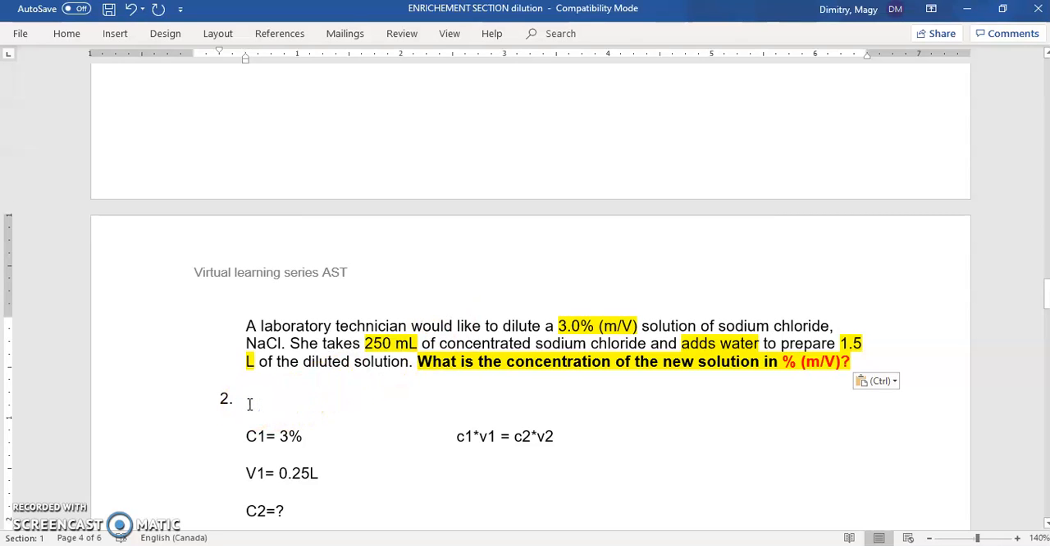A lab technician would like to dilute a 3% m/v solution of sodium chloride, NaCl. She takes 250 mL of the concentrated sodium chloride and adds water to prepare 1.5 liters of the diluted solution. What is the concentration of the new solution in percentage?